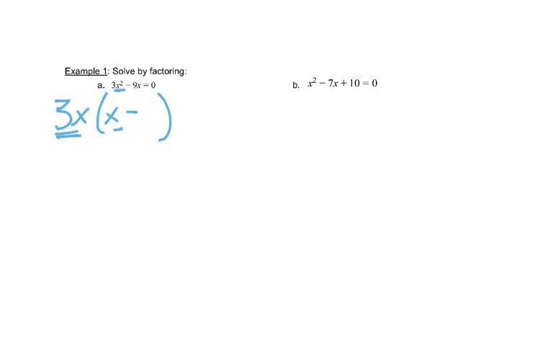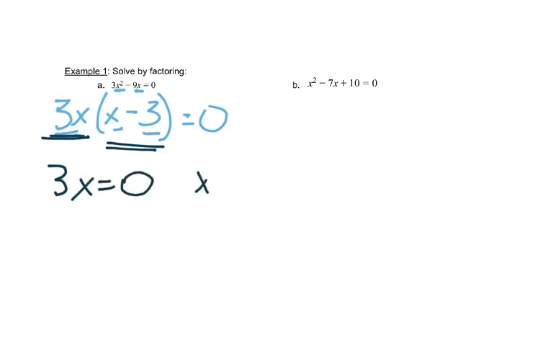And then 3x times what gives us 9x? And the answer would be 3. So this is factored now. Still equals 0. So here's one factor, 3x, and here's another factor, x minus 3. So we take the two factors and set them each equal to 0, and then we can solve them.